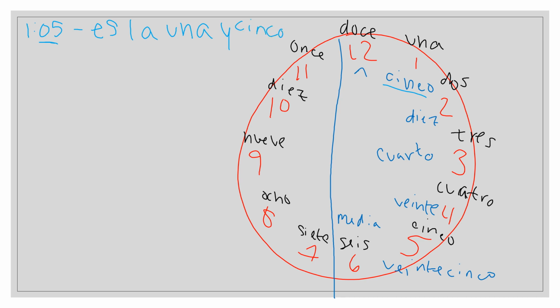All right, so 1:05 is es la una y cinco. It is 1 and 5. Anything past 1 o'clock, we're going to change the es up just a little bit.